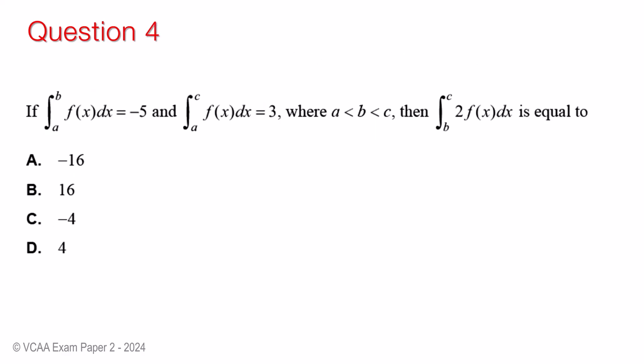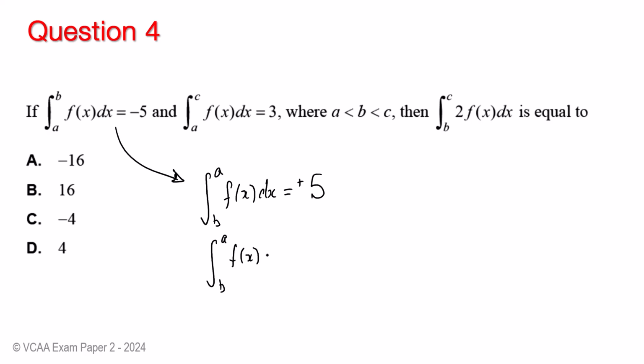Question 4. We need to compute a definite integral, but we are not provided with the function or the values on the terminals. I'm going to demonstrate 2 ways to solve this problem. The first option is to work directly with the integrals. If the terminals on the first integral were swapped, then we can reverse the sign. Now we have an integral from b to a and also from a to c. Now we can compute the integral from b to c.